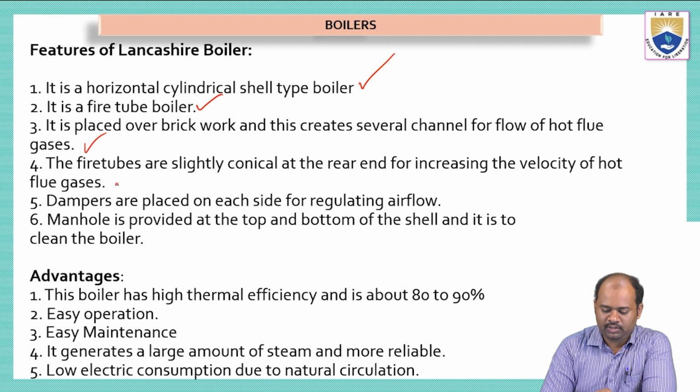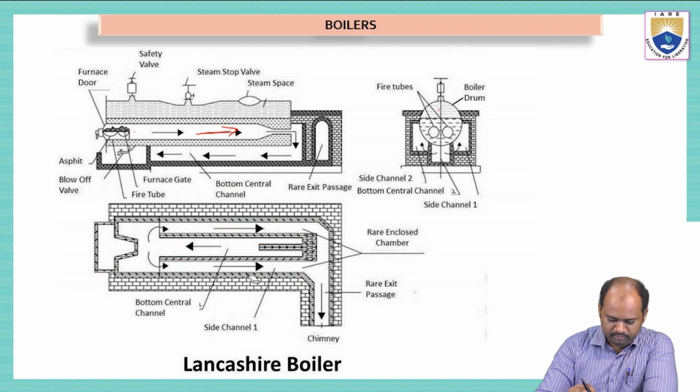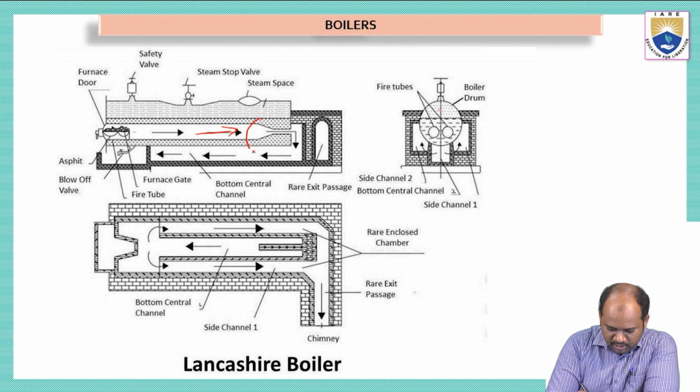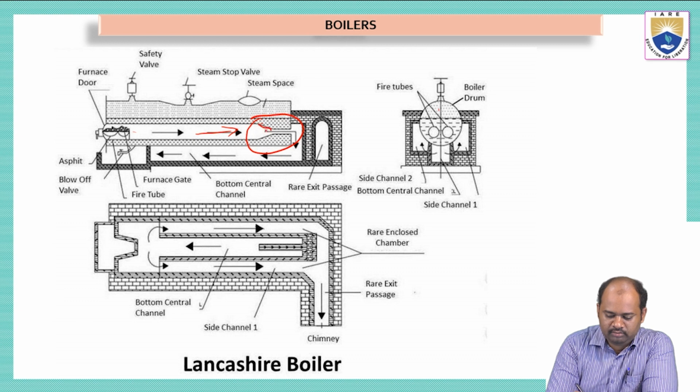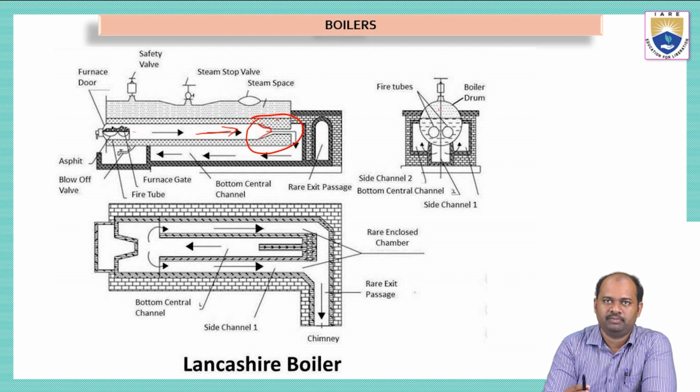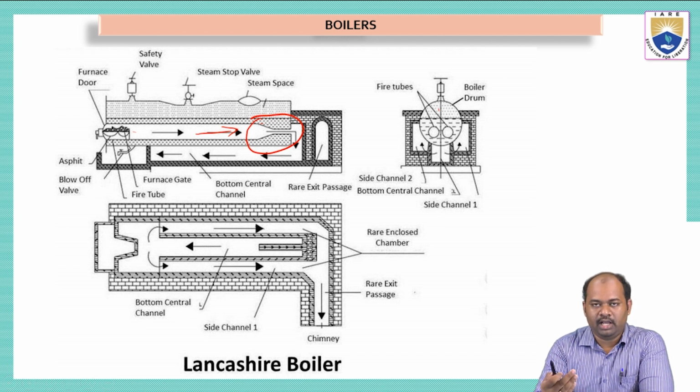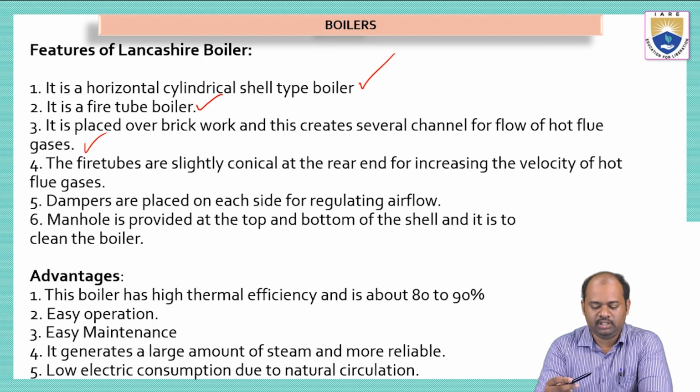The fire tubes are slightly conical at the rear end for increasing the velocity of the hot flue gases. So in the picture we can see the shape of the fire tube is like this. See here, at this point the diameter of the tube in which the hot gases are flowing is reduced. They are converted into a conical shape. So what happens because of this? The velocity of the hot gases will increase. The velocity will be more because of this decreased cross-sectional area. So this is another feature.